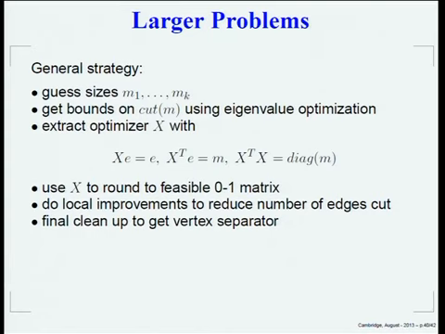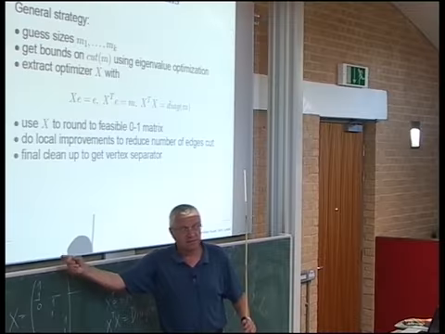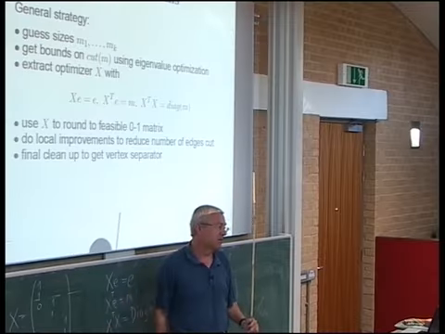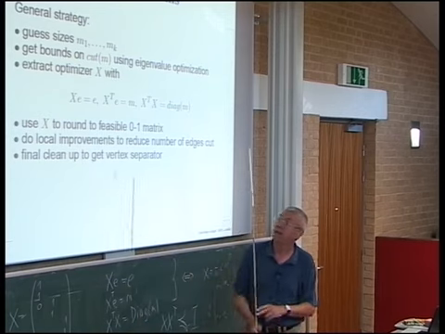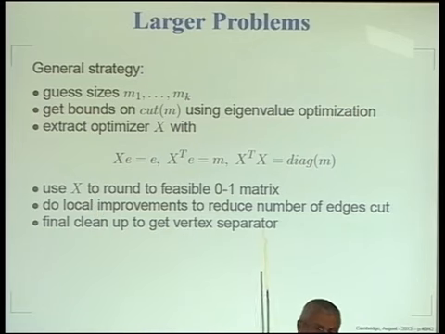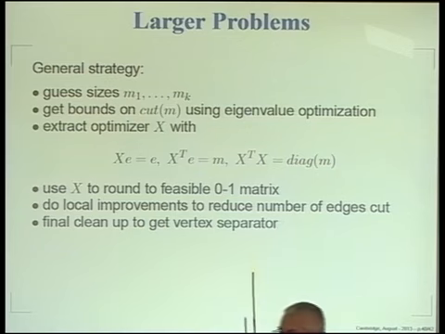Second step, do the hard work, do the eigenvalue optimization, and see what you get. In the end, you extract the optimizer, which is an n by k matrix, which has the right row sums, the right column sums. The columns are orthogonal, but they can be negative. So this is what we have. Now take this solution and do some rounding. Turn it into a 0-1 solution. How you do it, I don't know. Just try out things that work.